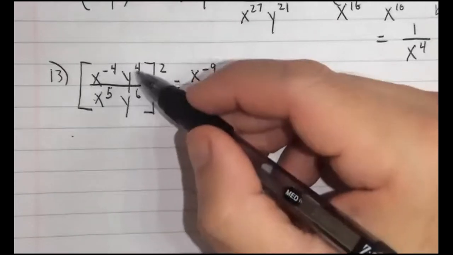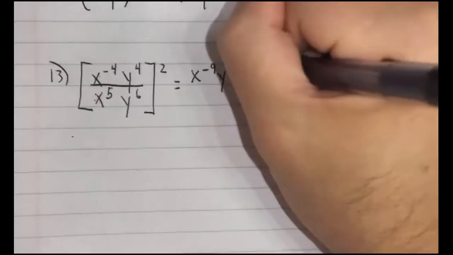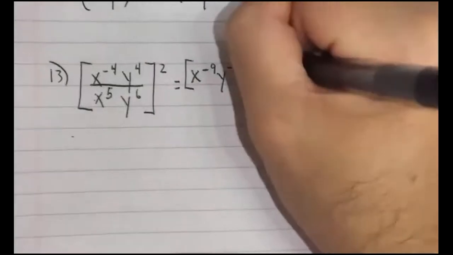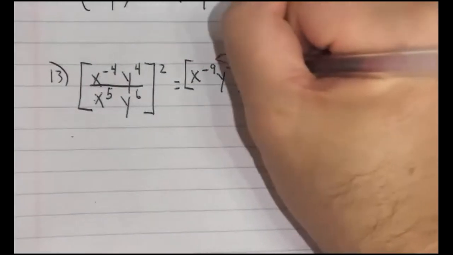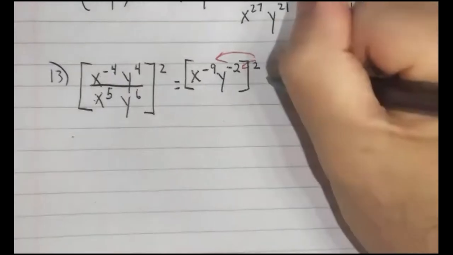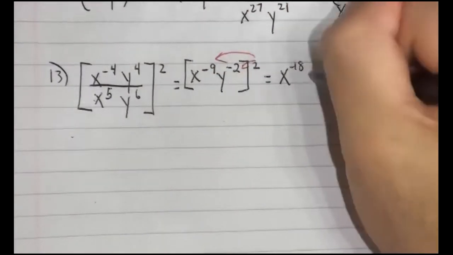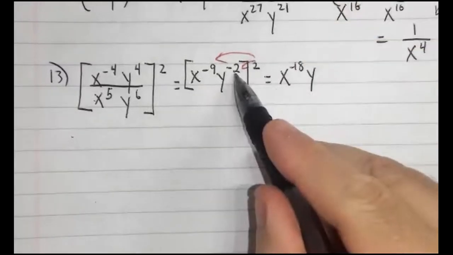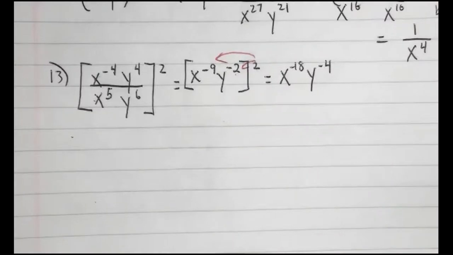And then I would do the y's. My y's are the same. 4 take away 6 would give me negative 2. Now these are still in that parentheses and it's still being squared. So at this point, I would apply that 2 to both of these spots, which negative 2 times the 9 would give me x to the negative 18. Then negative 2 times 2 will give me y to the negative 4.